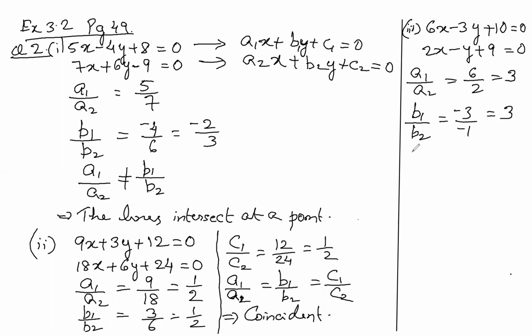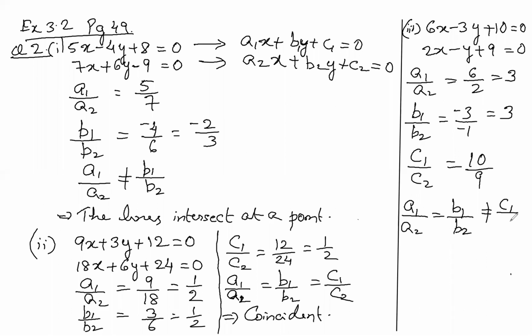Okay, we should find C1 by C2. If the first two are equal, we have to find C1 by C2. Manu, what is C1 by C2? Sir, C1 by C2 is equal to 10 by 9. Very good, 10 by 9. So what do you conclude here, Manav? A1 by A2 is equal to B1 by B2, which is not equal to C1 by C2.